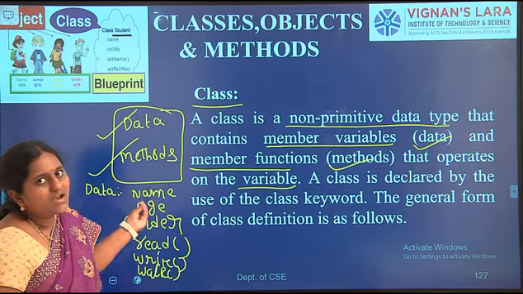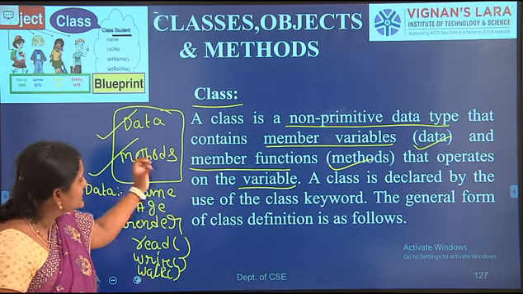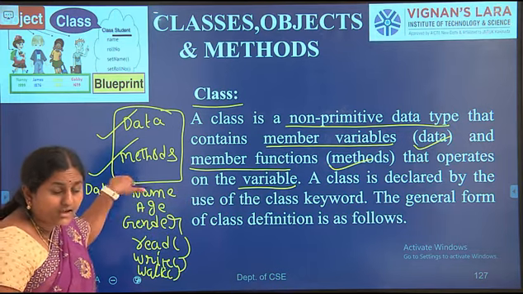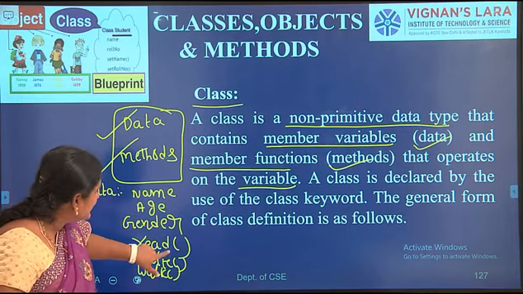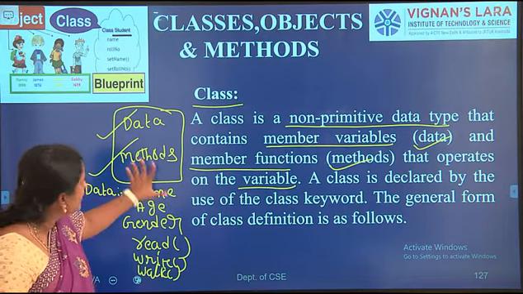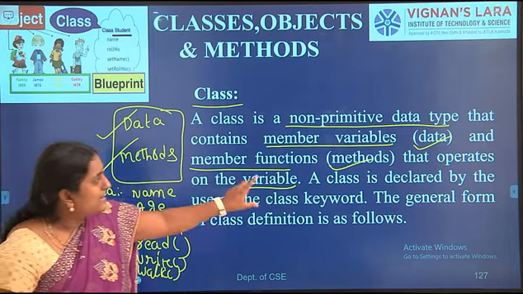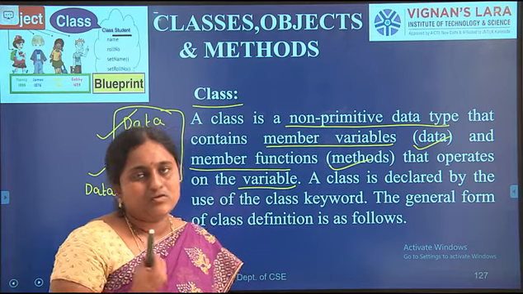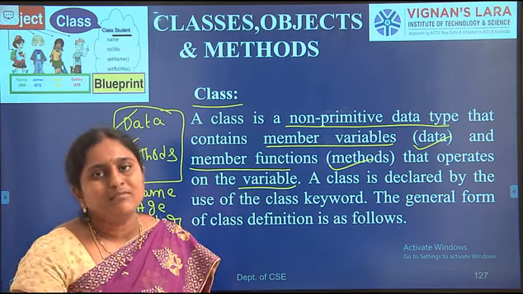Here I took one class, that is person. Name, age, gender, these all are data or variables of the person class. What are the functions of the person class? Read, write, walk, eat. These all are functions of the person class. Simply, class contains data and methods that operate on a variable.